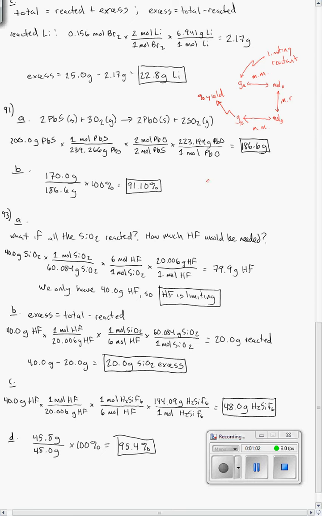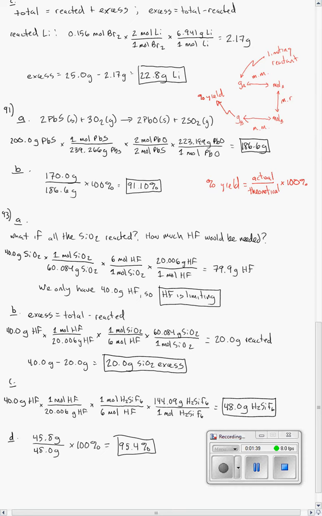An important thing to remember is that percent yield is equal to the actual yield, so what you actually get, over your theoretical yield, what you're supposed to get, times 100%. Usually you will be given the actual yield in a problem, so you're given the actual yield in both problems 91 and 93. The theoretical yield is something you solve for using your balanced chemical equation and your amount of limiting reactant and mole ratios and that kind of stuff. You can use those two numbers to figure out percent yield.